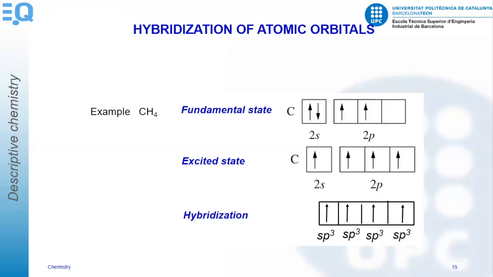Now, when it is in an excited state, the arrows are all single, so not one of them is paired, and we can see that all of them are full. And then, in the last case, we have the hybridization.